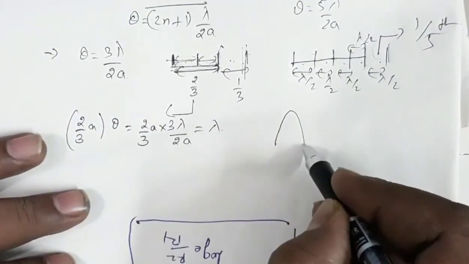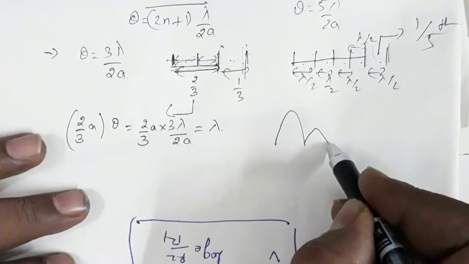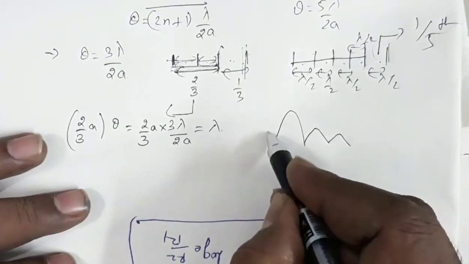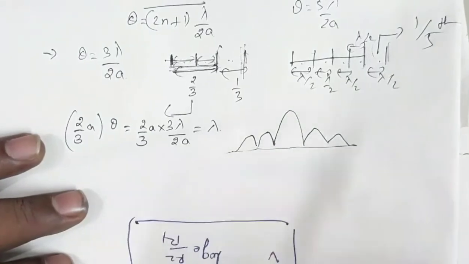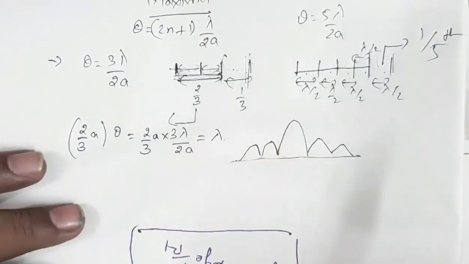So it is for this reason that the intensity of secondary maxima gradually decreases. This is the central maxima, this is the first secondary maxima, then the second. So on both sides of the central maxima, the intensity gradually decreases. This is the explanation for that part.